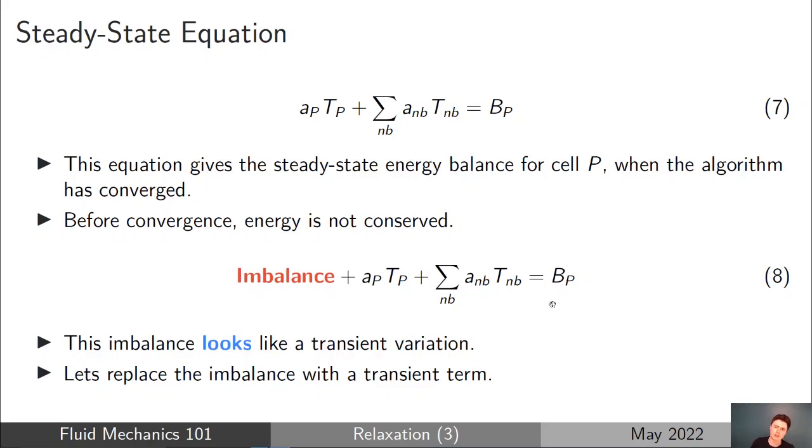And what we saw from looking at that backward-facing step flow earlier in the talk is that the development of the solution with this steady-state solver looks similar to a transient simulation. And so what we're going to do is take this unknown imbalance that we know is there and replace it with a transient term.